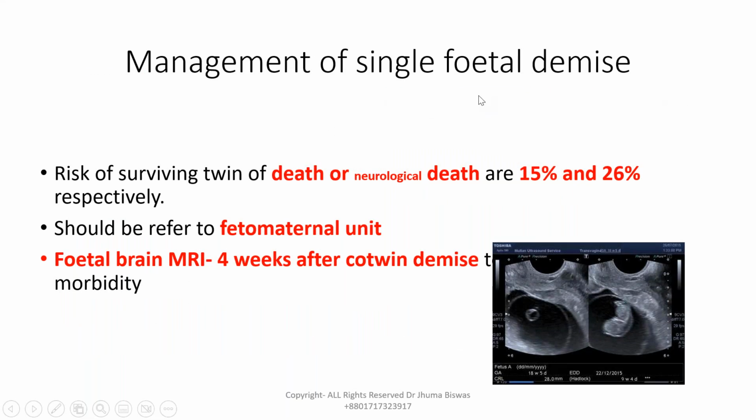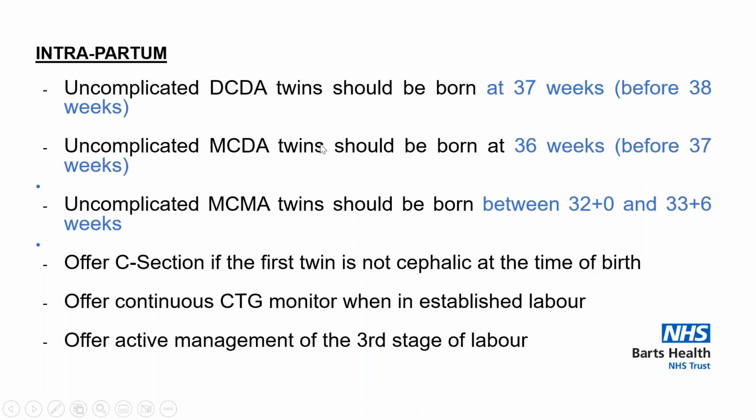Regarding single fetal demise, in that situation, the risk of death or neurological damage for the surviving twin is 15% and 26% respectively. So the same thing, you have to refer the case to the fetal-maternal unit, and then you can arrange a fetal brain MRI 4 weeks after co-twin demise. If you see that one baby is dead, you have to tell the mother there's a high risk of death or neurological abnormality of the other baby. So in that situation, you have to refer the case to the fetal-maternal unit and do the fetal brain MRI 4 weeks after co-twin demise.